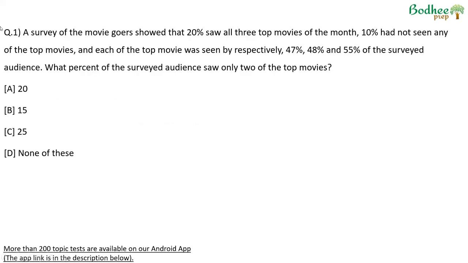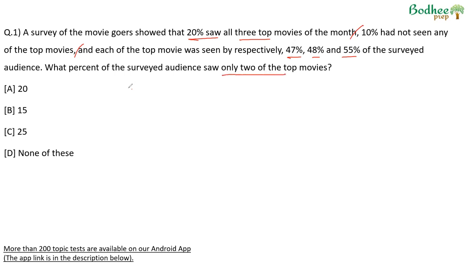If we look at the questions, the first one says, a survey of moviegoers showed that 20% saw all 3 top movies of the month, 10% had not seen any of the top movies. Each of the top movies was seen by 47, 48, 55% of the surveyed audience. What percent of the surveyed audience saw only 2 of the top movies?